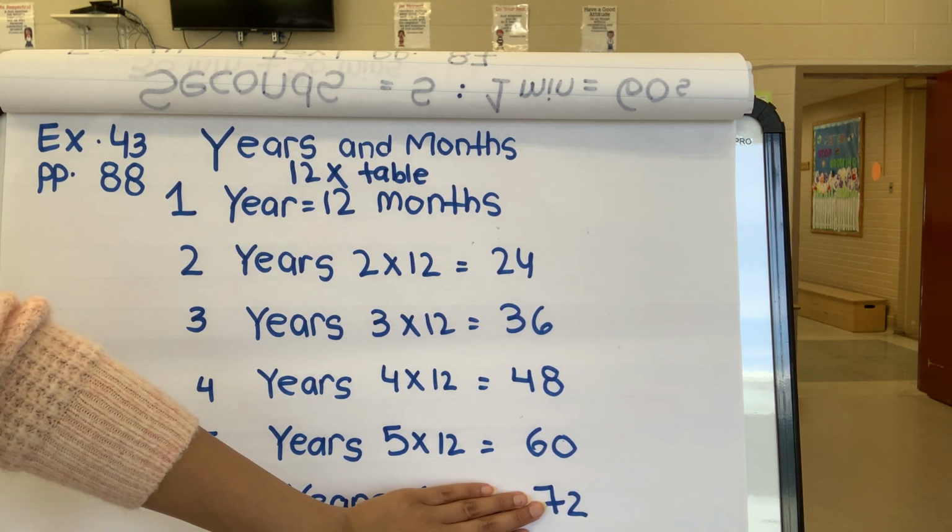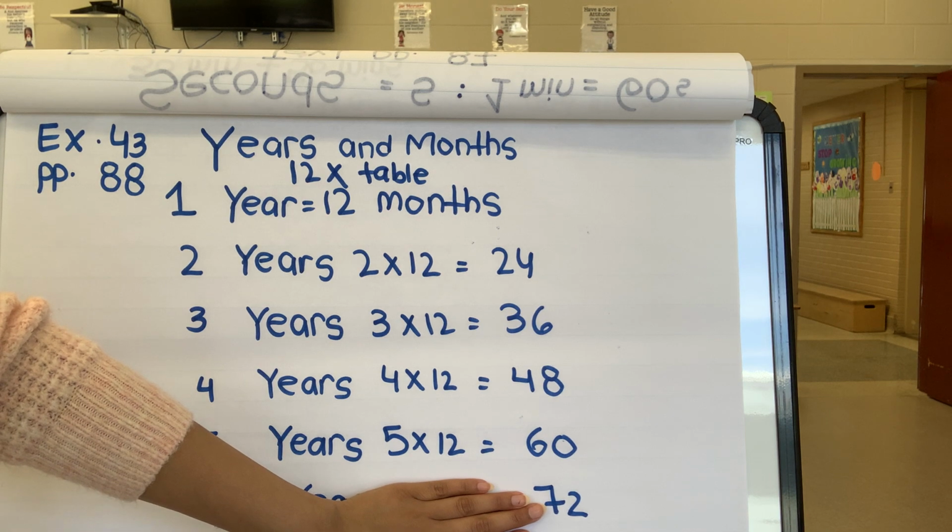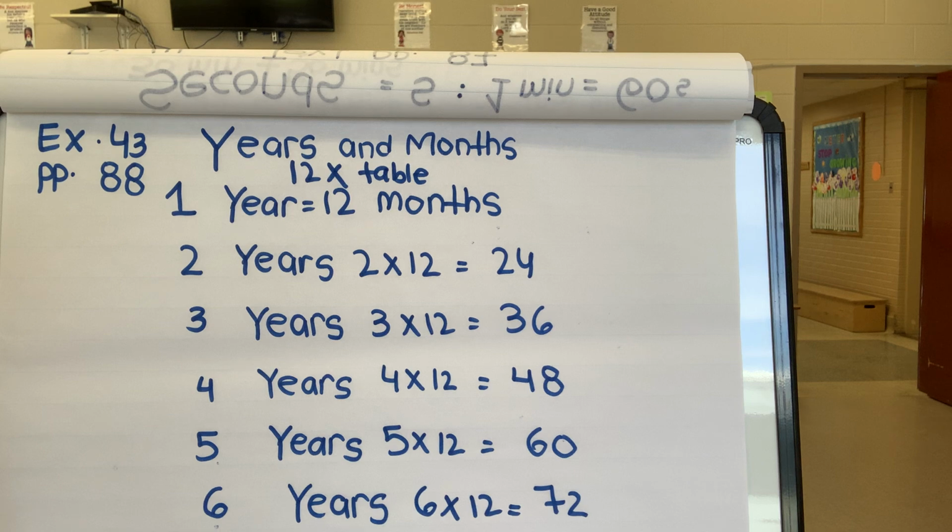6 years would give me 72. 7 years would give me 84. 8 years would give me 96. 9 years would give me 108. And 10 years would give me 120. That is the 12 times table.